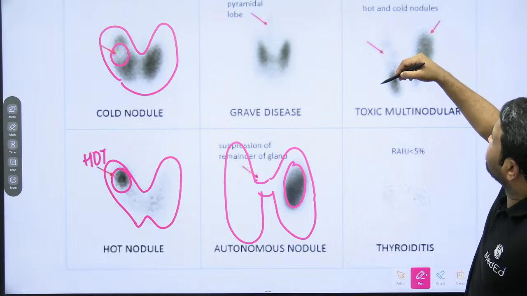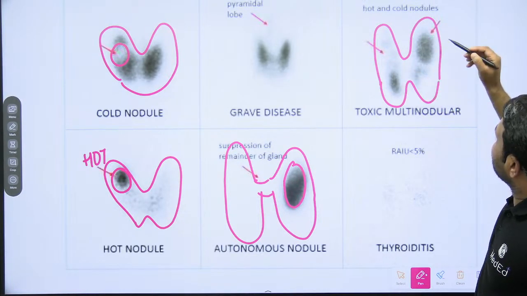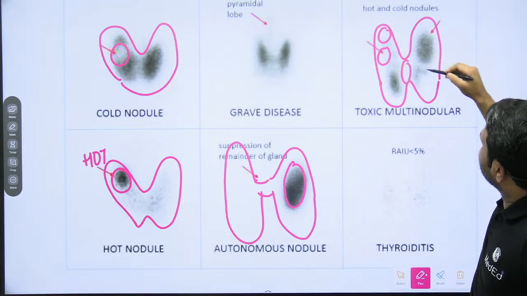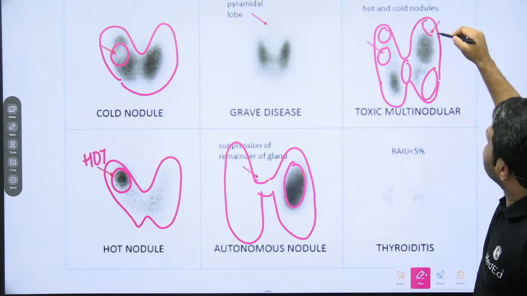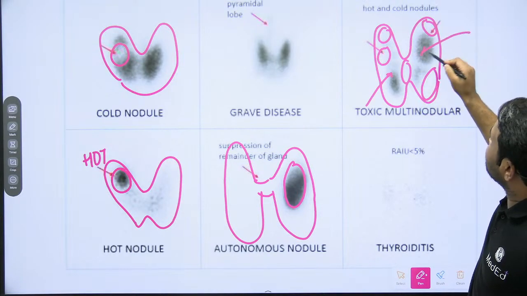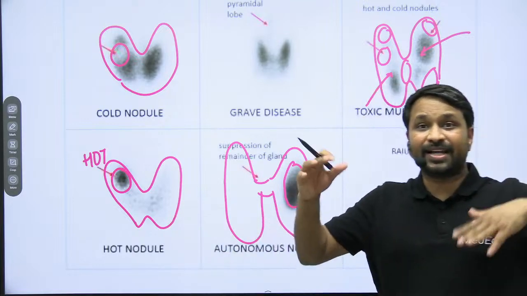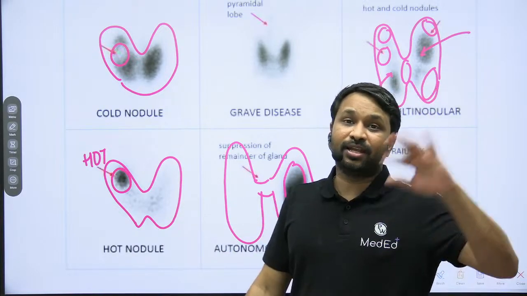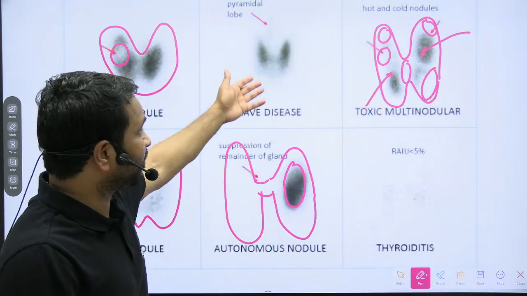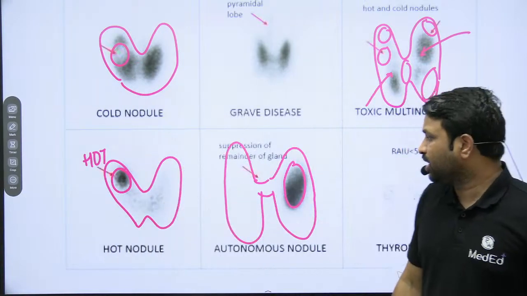Here you see, this is the gland that we have. Let's say this is the orientation of the gland. These are the areas where you have lesser uptake, and you see this is the area with a very high uptake. So there is either a very high uptake or no uptake or low uptake. That indicates there are differential areas. Areas which are active are going to get more hormone, and areas which are not active are becoming cold. So this is your toxic multinodular goitre, a very classical picture that you're going to see.